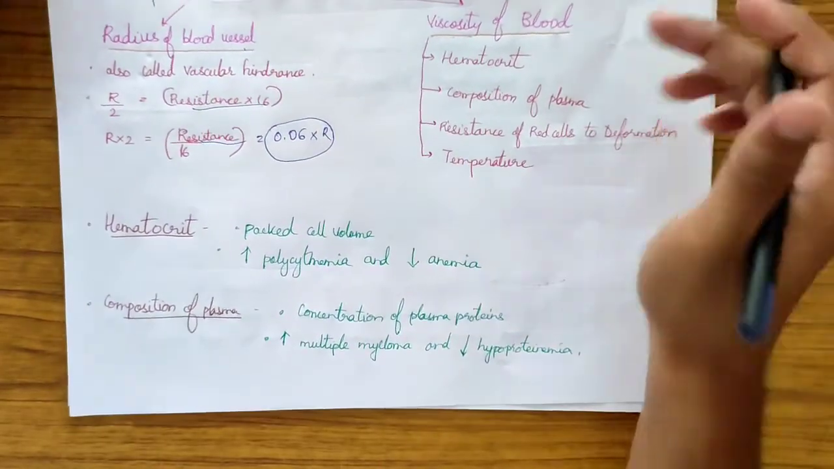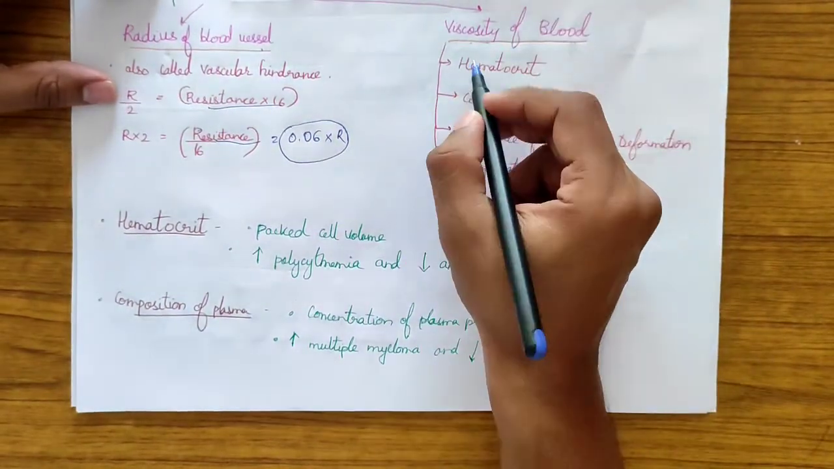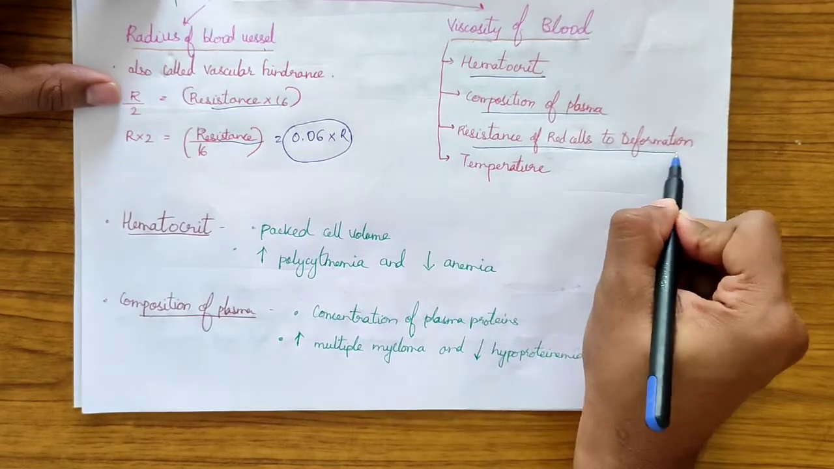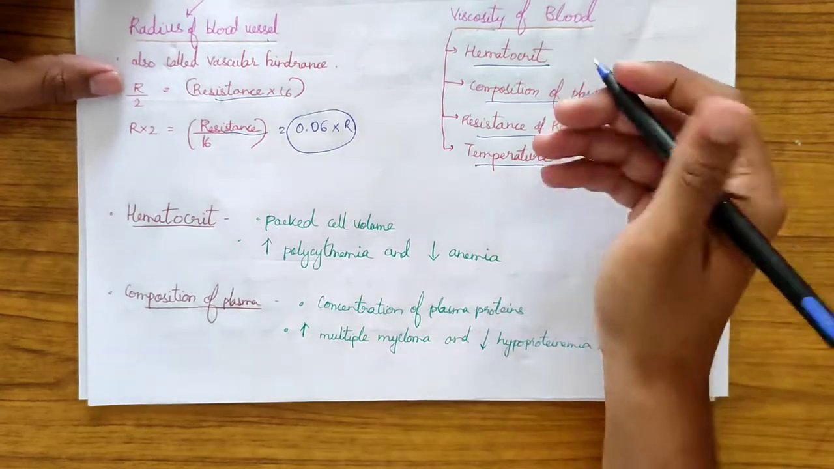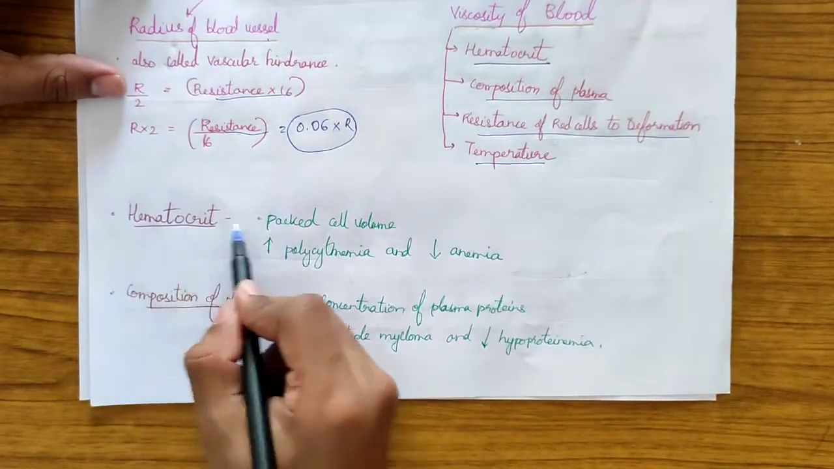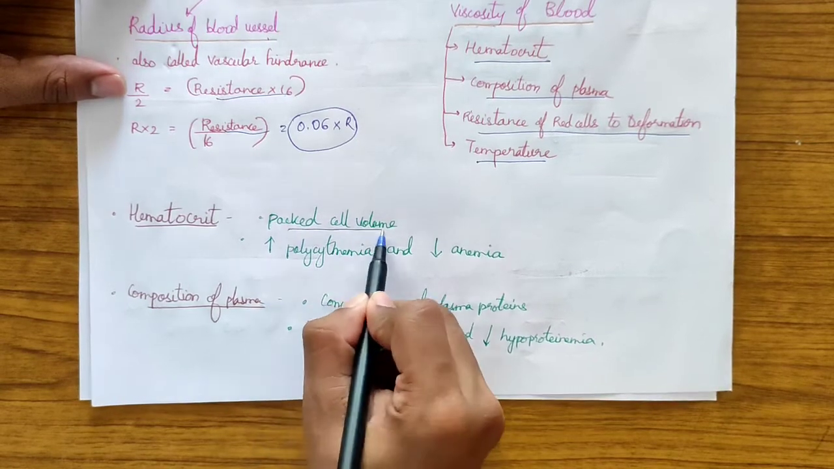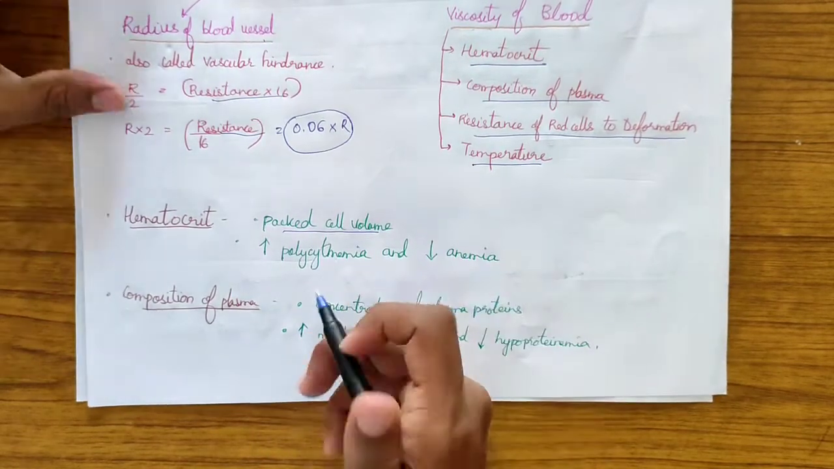So now we will talk about the viscosity of blood. The viscosity of blood again depends on various factors, that is hematocrit, composition of the plasma, resistance of red cells to deformation, and the temperature. So we will talk about these factors one by one. The hematocrit. This is the packed cell volume. That is nothing but the red cell volume.